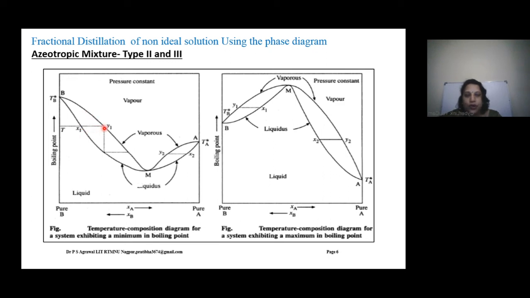As the distillation proceeds, the composition of the liquid phase will move along the line X1B, that is towards the pure B, and that of the vapor phase will move towards Y1M. Vapor will move towards this, liquid will move towards this. At point M, the vapor phase and the liquid phase have identical composition. See the identical composition at this point.